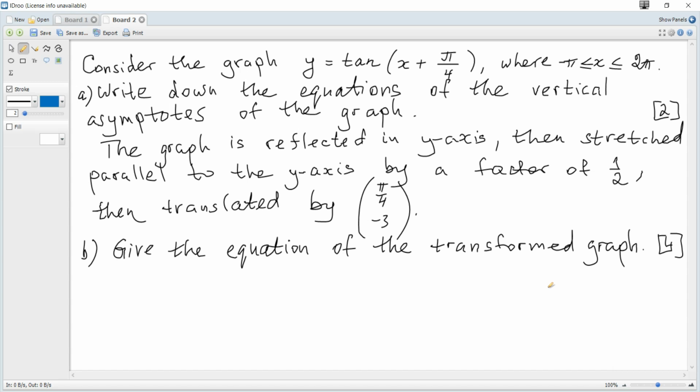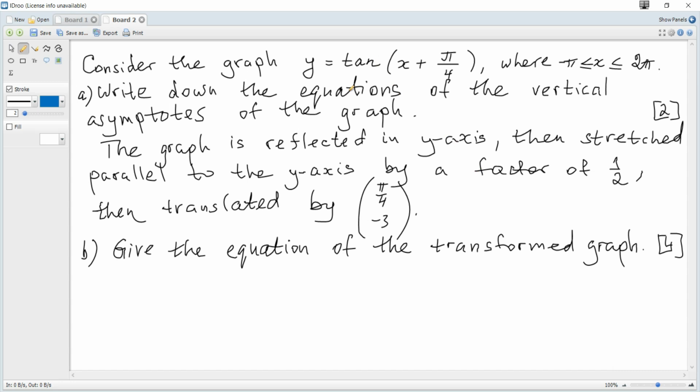Consider the graph y is tangent of x plus pi over 4, where x is greater than or equal to negative pi and less than or equal to 2 pi. A. Write down the equations of the vertical asymptotes of the graph. You know that vertical asymptotes arise only if there is division by 0, since tangent is what? Sine over cosine.